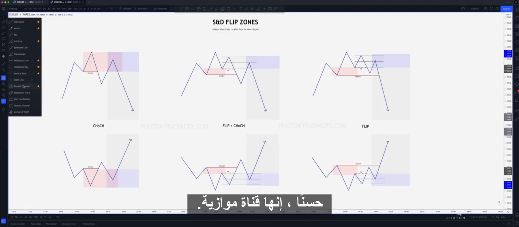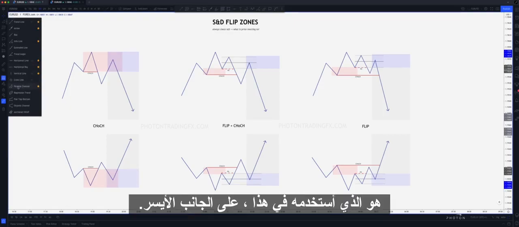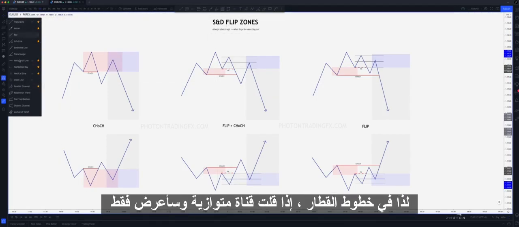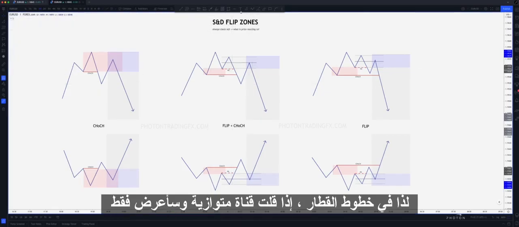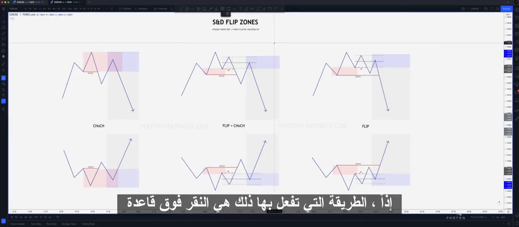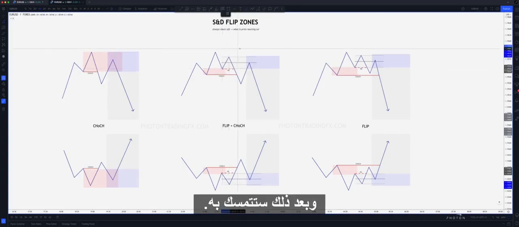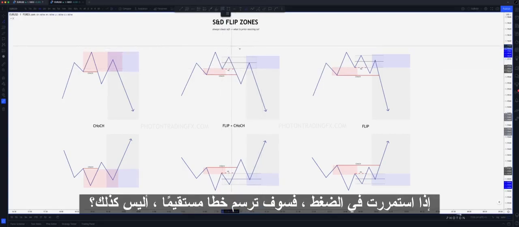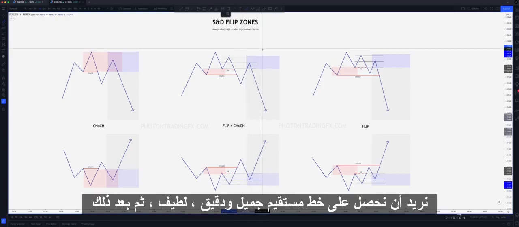Okay, so it's a parallel channel that I'm using in this one on the left hand side. In the trend lines, if you say parallel channel, I'll just show you the settings on that. The way you draw this is you would click at the base of the candle wherever you wanted to draw it, and then you would hold it across. If you hold shift, it will draw a straight line. We want to have it nice and accurate, a nice straight line.